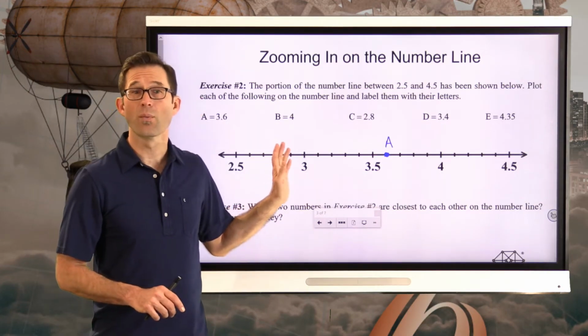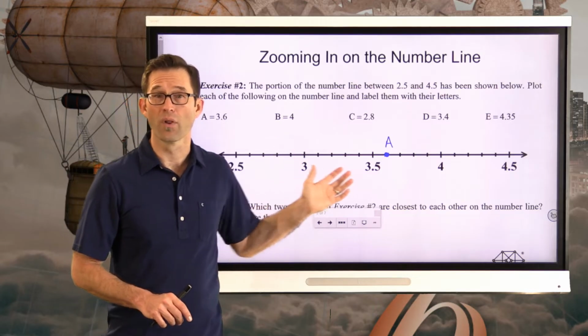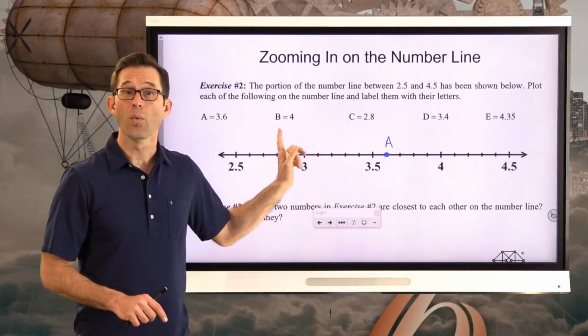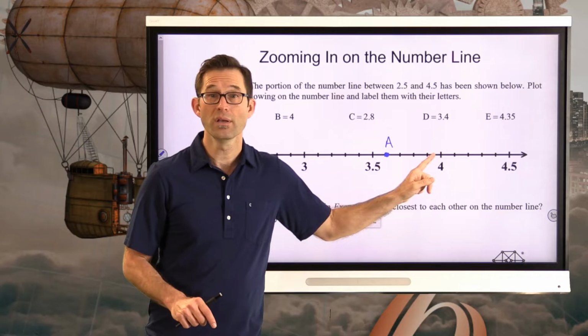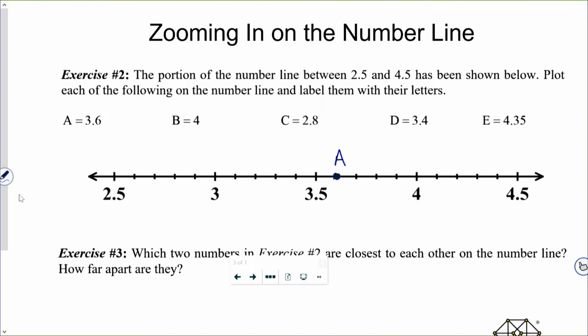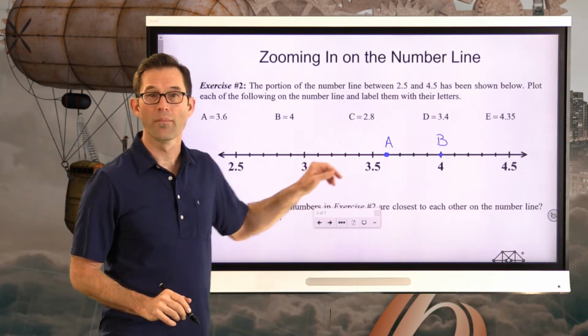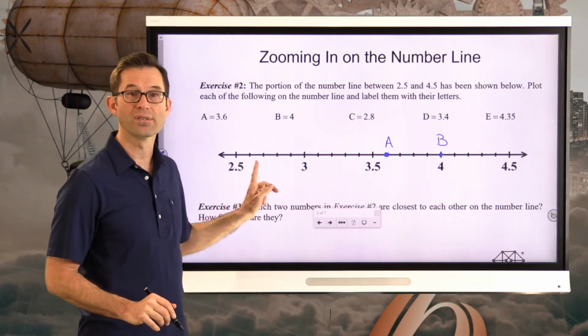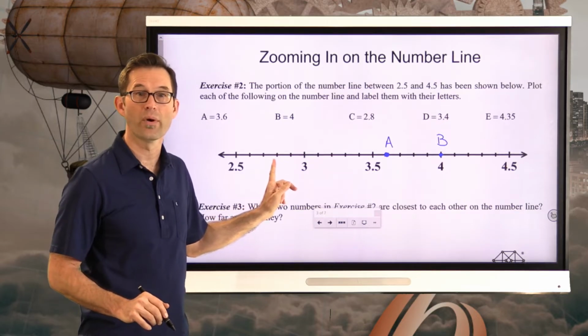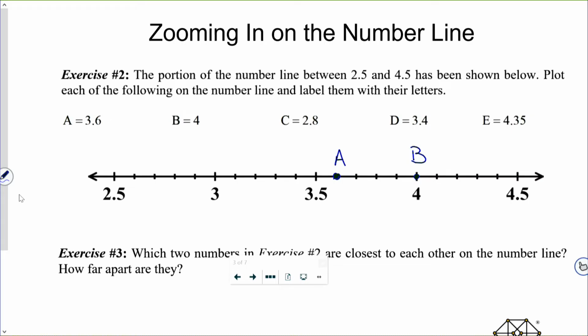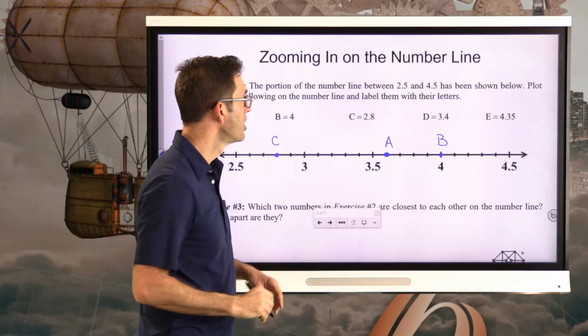Of course, there's no reason why we can't plot a whole number on a number line that's got decimals on it. So when B is equal to 4, that's pretty easy. It's right there, no problem. 4 and 4.0 are, of course, the same number. Now, 2.8, that's not going to be a problem either. Here's 2.5, so 2.6, 2.7, 2.8. 2.8 is going to be sitting right there, right? So there's my letter C, right?